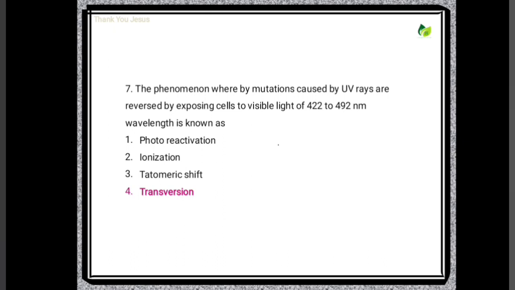Transversion refers to a point mutation in DNA. It can be spontaneous and it is caused by ionizing radiation and alkylating agents. It can be reversed by spontaneous reversion.